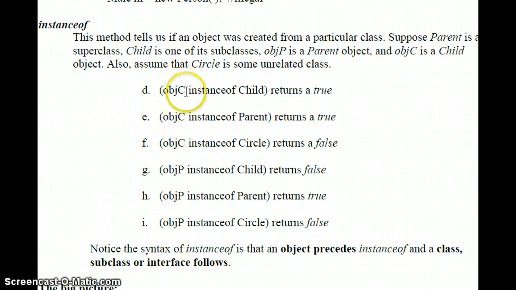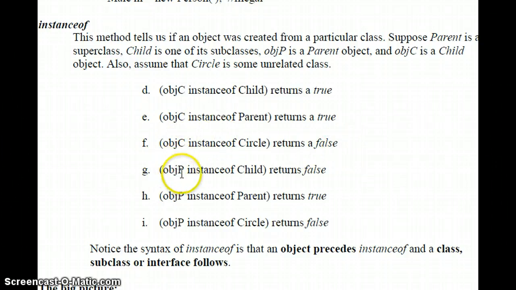Okay, so objC instanceof Child: it was created in Child, so it's true. objC instanceof Parent is also true, because Child is the subclass, which inherits all of the traits of the Parent superclass. objC instanceof Circle: Circle is just a random, unrelated class, so it's going to return false.